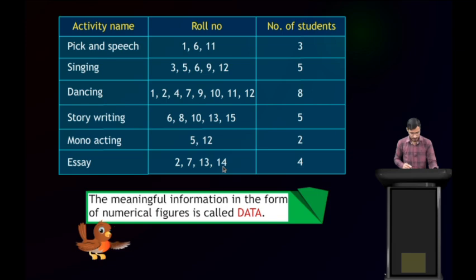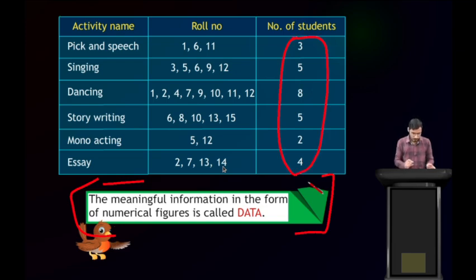So less number of students are participating in mono acting competition. Okay, so here students, the definition of data: the meaningful information in the form of numerical figures is called data. Okay, so students, not only definition here, the meaningful information in form of numerical figures. You can see the numerical figures here.